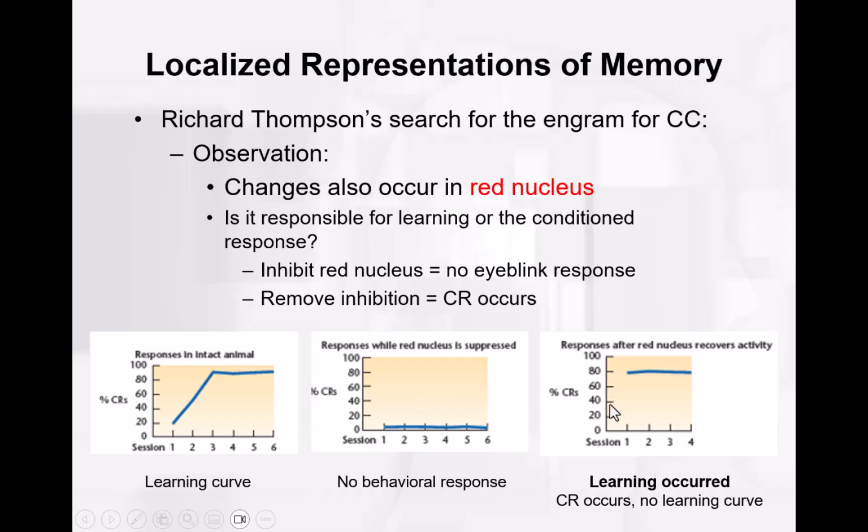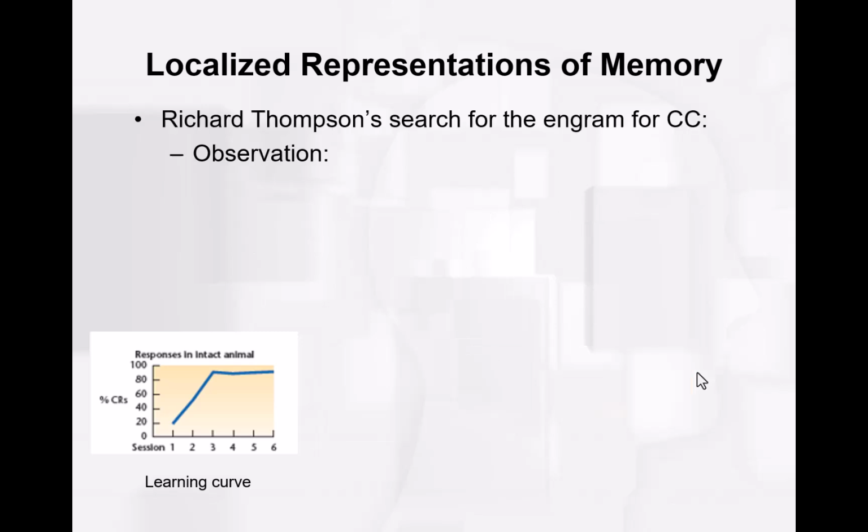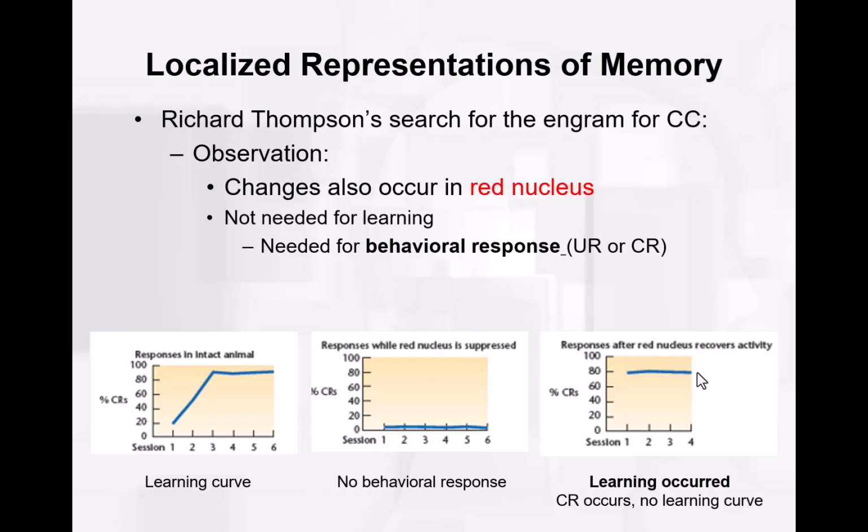And once that inhibition was removed and the behavioral response was allowed to occur, you can just see that the animal learned. No learning needed to occur anymore because it had already learned to blink its eye in response to the tone. So this suggested the red nucleus was not needed for learning, but it was needed for the behavioral response. Whether it's the unconditioned response or the conditioned response, that red nucleus was needed. And it makes sense because it does project to the 6th cranial nerve.